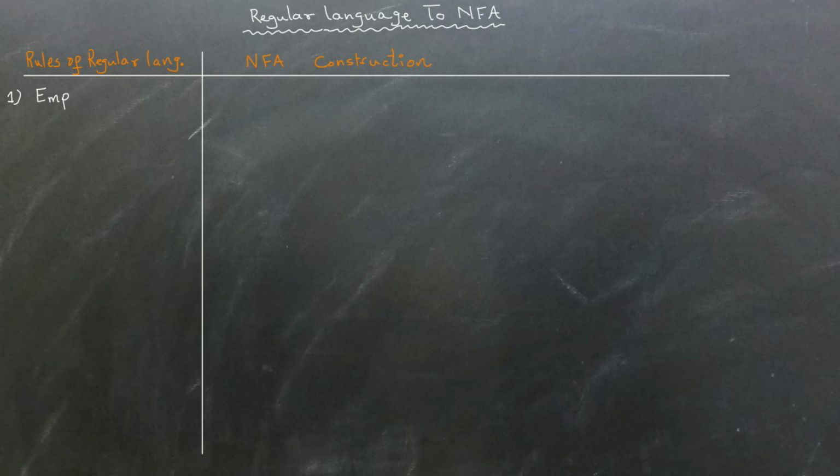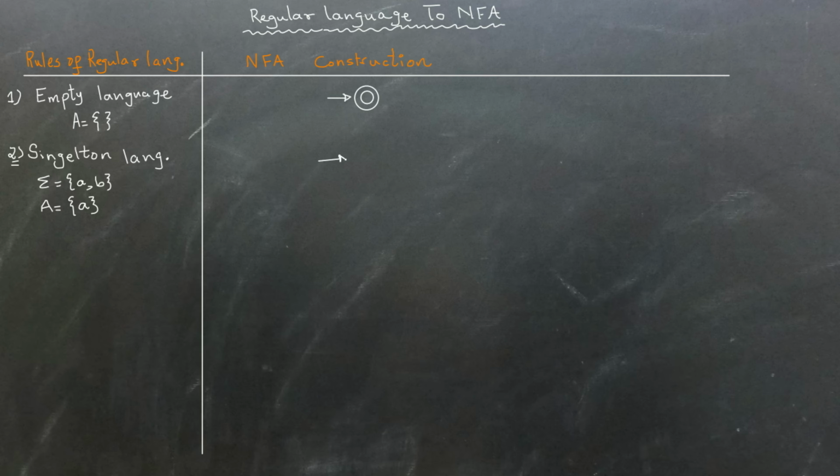Let's start with the simplest case, an empty language. The NFA for an empty language consists of a single state that serves as both the start and the final state. Next, consider a singleton language containing a single symbol A drawn from the alphabet {A, B}. The NFA for this language will have a start state that transitions to a final state upon receiving the input A.